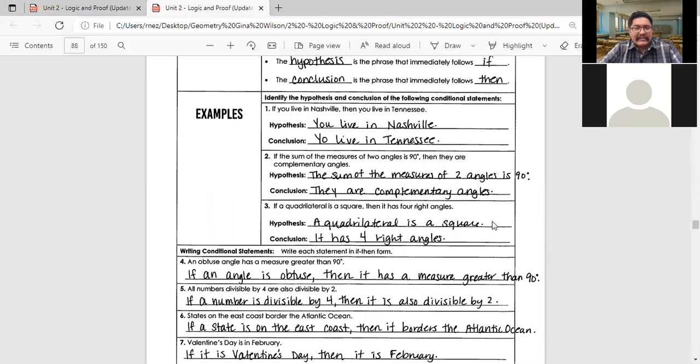So a quadrilateral is any 4-sided figure, and it doesn't have to be a square or a rectangle. It can be diamond shaped, or it can be a trapezoid shape where it's like a square, but one side is smaller than the other. So just because it says quadrilateral doesn't mean it's a square or a rectangle. But if a quadrilateral is a square, then it has 4 right angles. So the hypothesis is a quadrilateral is a square. If that's true, then that would mean it has 4 right angles.